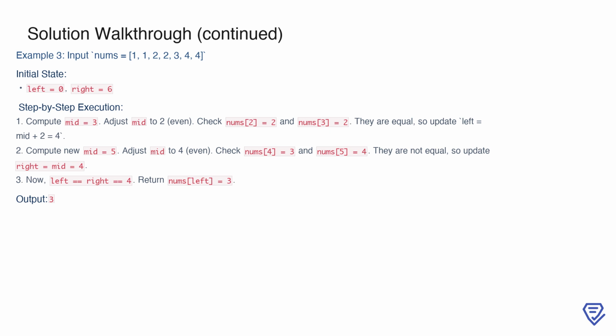Next, we calculate a new mid, which is 5. This is odd, so we adjust it to 4 to keep it even. Now, we compare nums[4] and nums[5], which are 3 and 4, respectively. Since these values are not equal, the unique element must be on the left side. We update right to mid, making it 4. At this point, left and right both equal 4, and the unique element is found at nums[left], which is 3. This gives us the result for this example.